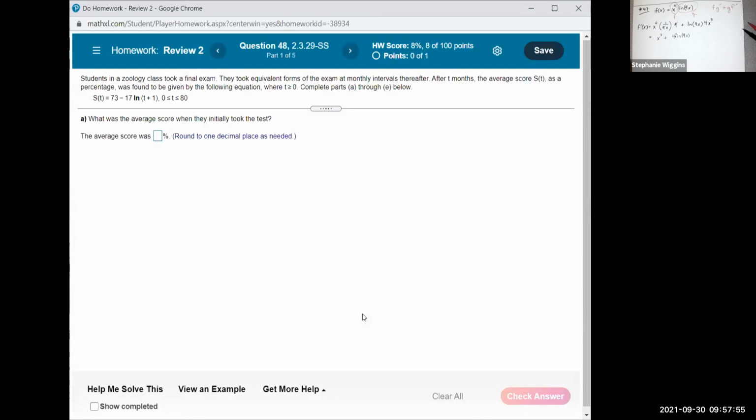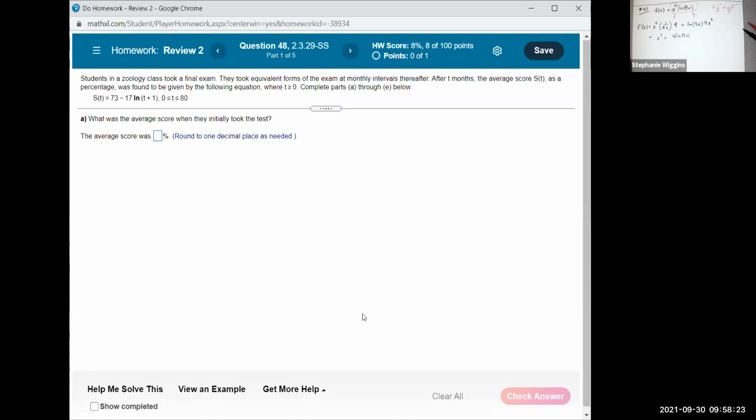Okay. Don't be tripped up by these problems that are word problems. Let's read this. Okay. Students in the zoology class took a final exam. They took equivalent forms of the exam at monthly intervals thereafter. After T months, the average score S of T as a percentage was found to be given by this equation here, where T is greater than or equal to 0. And then you're supposed to complete all these parts.